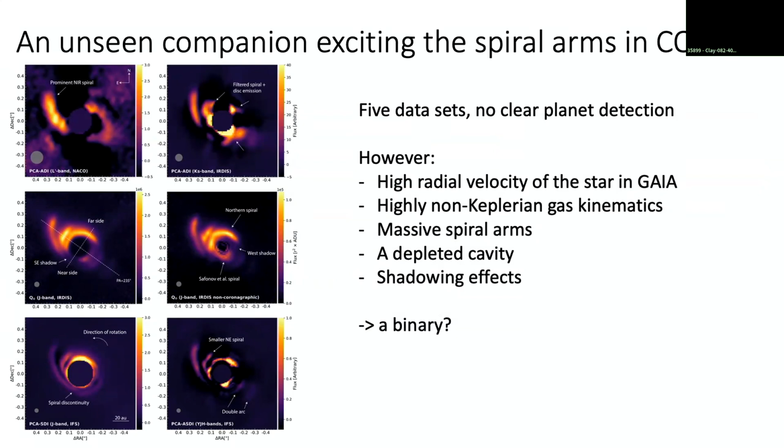But what we could infer was that the star has a very, very high radial velocity in the Gaia data release 3 catalog, which was kind of interesting, significantly higher than any other disk that we've ever looked at. There's also very highly non-Keplerian disk kinematics, which could be indicative of a perturber, a massive spiral arm, obviously the depleted cavity, and these shadowing effects. So what we inferred was this could be a binary situation. We know that lots of stars form in binaries, so it sort of made sense.